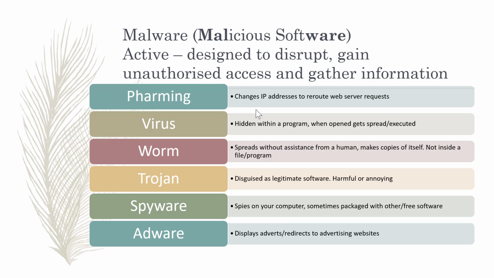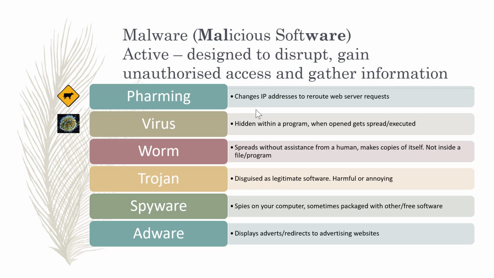We've got firstly, pharming. Now, we've not really necessarily gone into how networks work, but when you type in a web address, it tries to connect to a server based on an actual address, not necessarily the name. And pharming will change the address of the web server you're trying to get to, so you can't actually get to the website you want to. We've got viruses. Now, they're hidden within a program, so if you open it up, they get spread, executed, and they could do malicious damage to your computer.